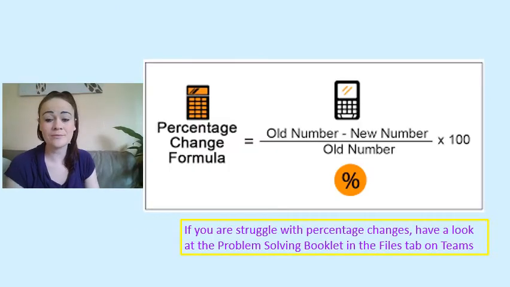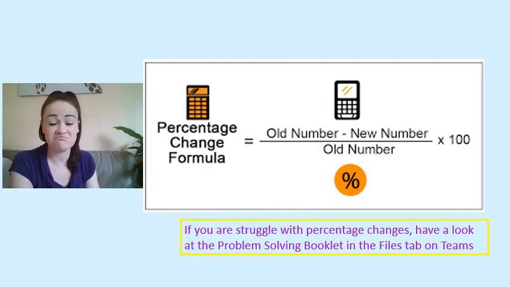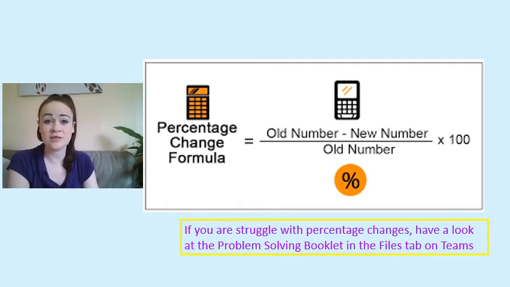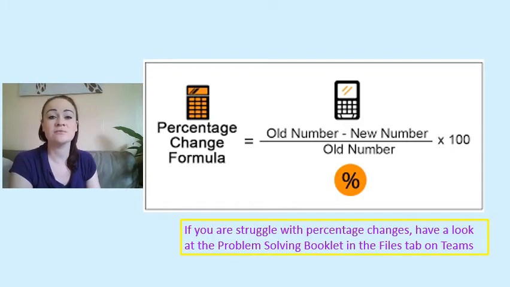Here is a nice little slide to summarise it, in case you want to take that note. Now, what is important is if you're struggling with percentage changes, there's a problem-solving booklet. You can contact me if you're not part of any teams, but on all the biologies, there will be a problem-solving booklet in the Files tab on Teams, and that will give you some worked out examples and also give you some to try yourself.